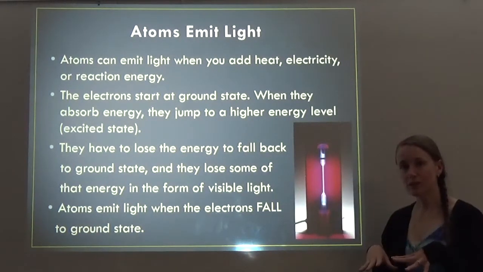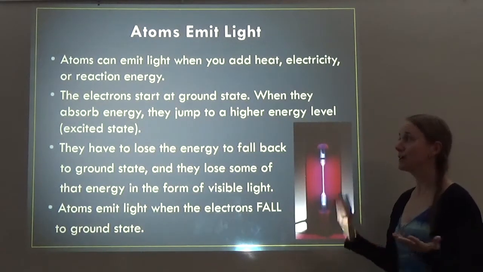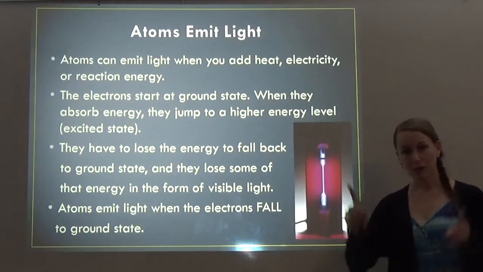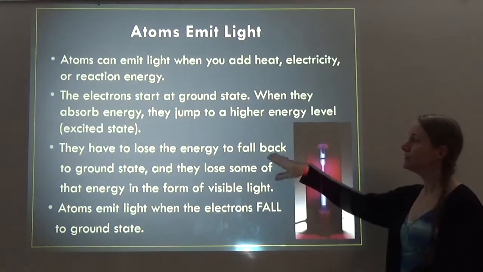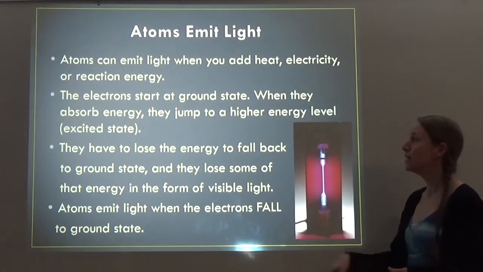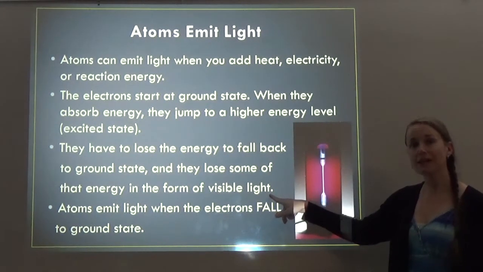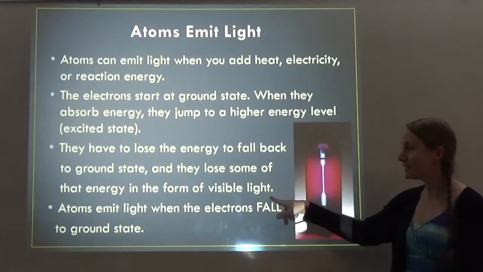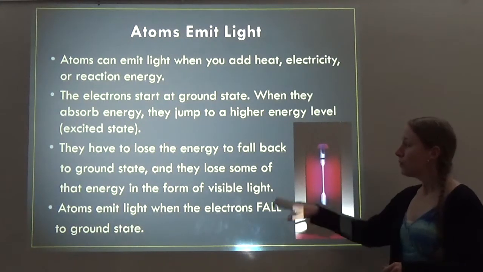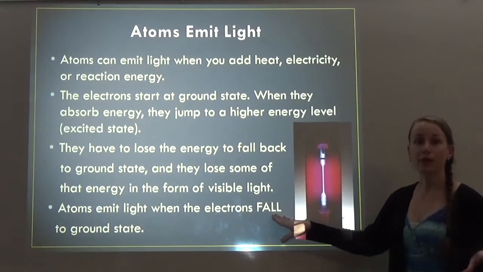So when they're at their lowest energy, it's ground state. When they absorb energy and jump up, they are excited. However, what goes up must come down. So eventually they have to lose that energy and they'll fall back down to ground state. When they lose the energy, some of it is in the form of visible light. So that's where the wavelengths of light come from. So the important thing is atoms emit light when the electrons fall to ground state.